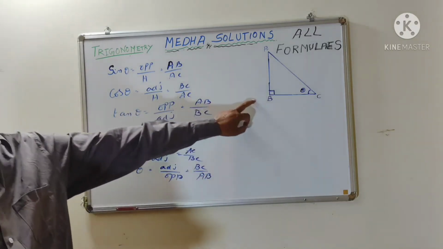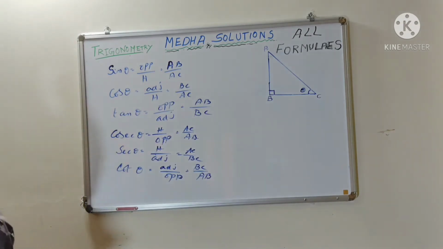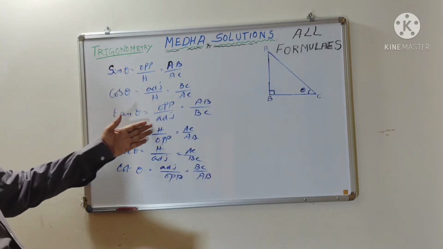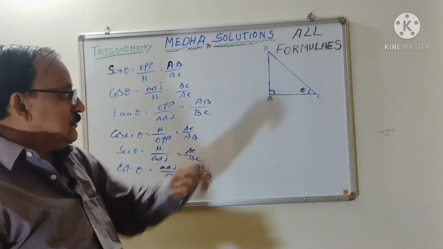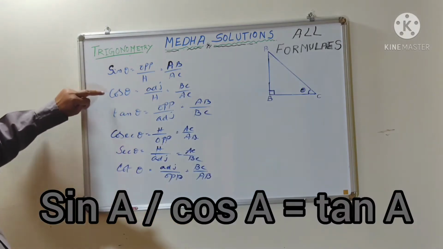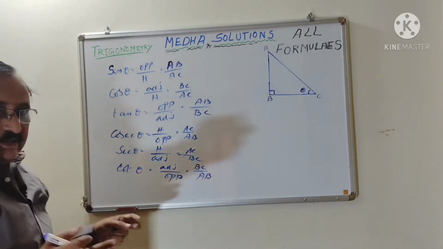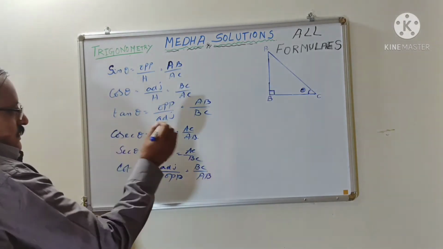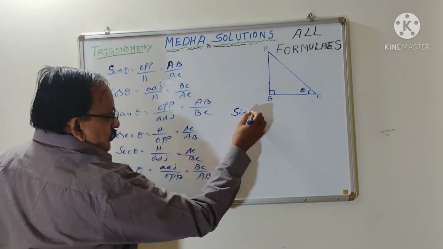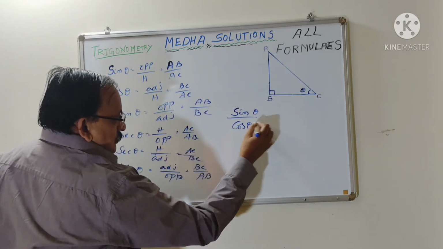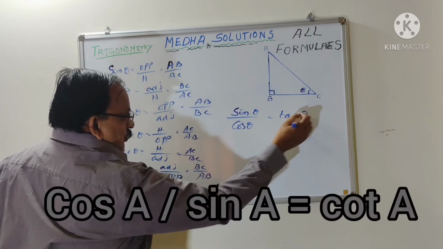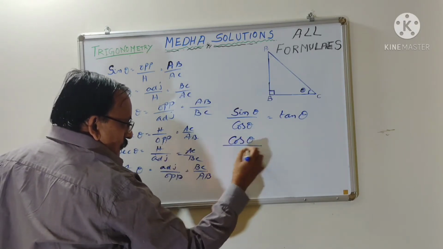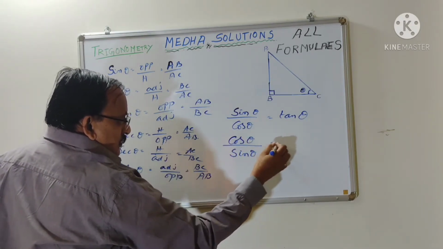Here in this triangle I took ABC. You can take a PQR triangle or XYZ, but the formulas for the ratios are like this only. This is the theta. Now we know sin, cos, tan, cosec, sec, cot. Now there is an internal relationship between these ratios. Sin by cos, sin theta by cos theta, is equal to tan theta. One more, reverse it: cos theta by sin theta is equal to cot theta.